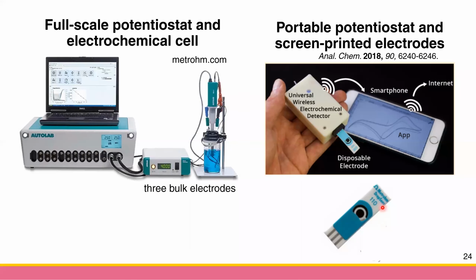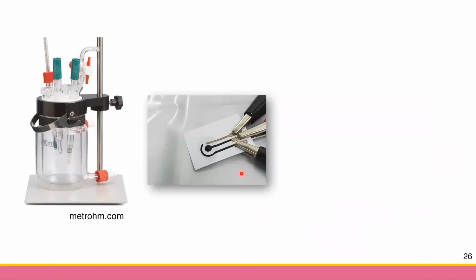It's similar to this. This is the commercial one from the Metro as well, but this is in-house, the homemade screen printed electrode. This is carbon ink, this is carbon counter electrode, carbon working electrode, and this is silver chloride ink for the reference electrode, and then you connect with three connectors.